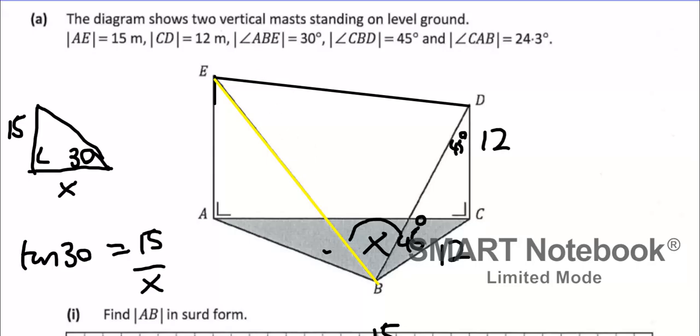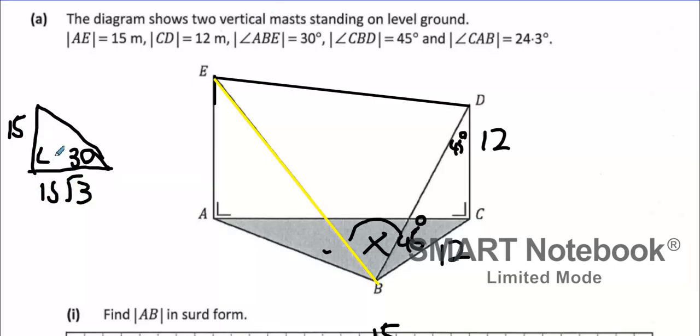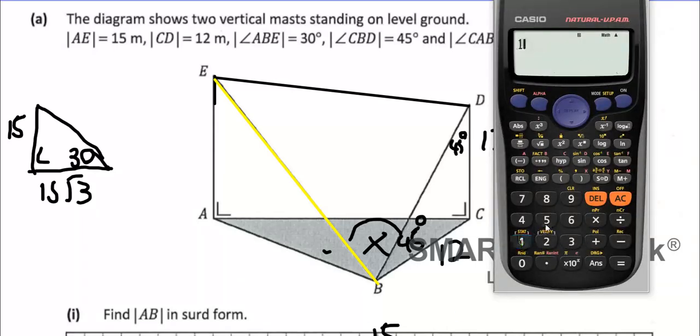Is there a way we could find it really quickly? Oh, Pythagoras, we had it from earlier, didn't we? It's 15 and 15 root 3. So I could just square them, add them together, and then square root the answer. That'll be pretty handy.